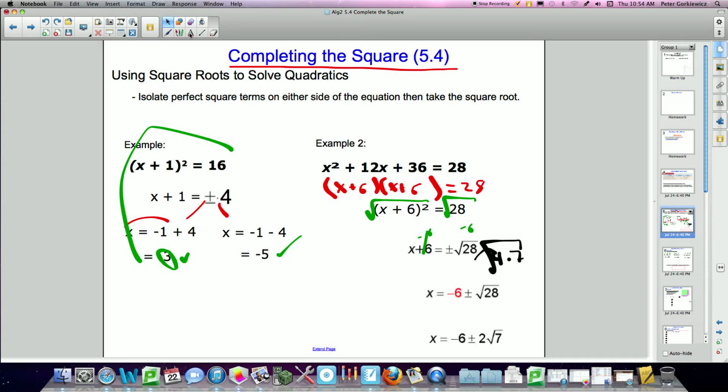Cool? So that worked really well because this was a fancy kind of trinomial called a perfect square trinomial because it turns into something squared, right?